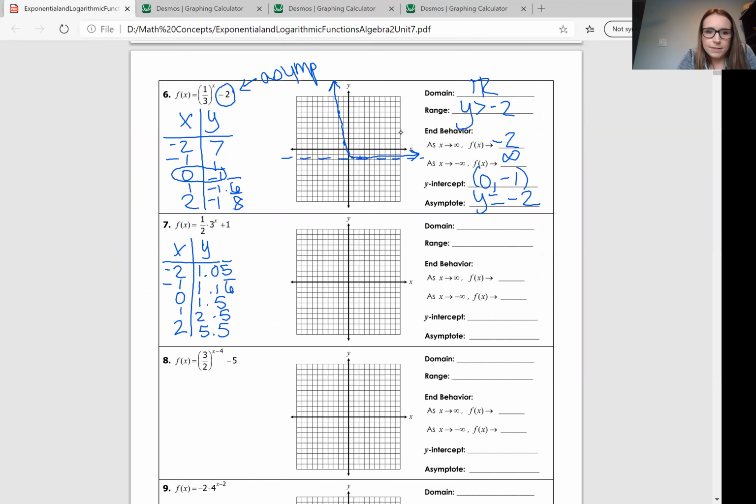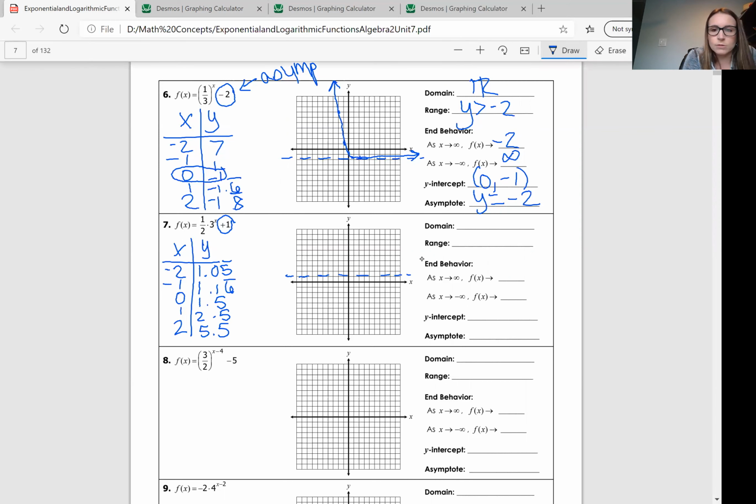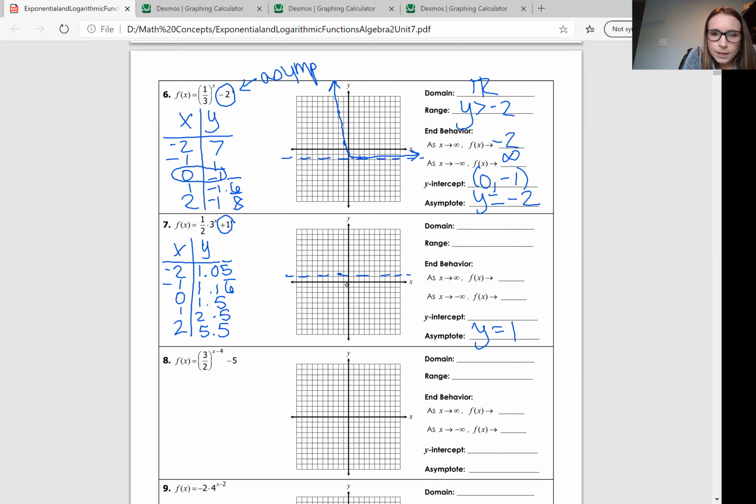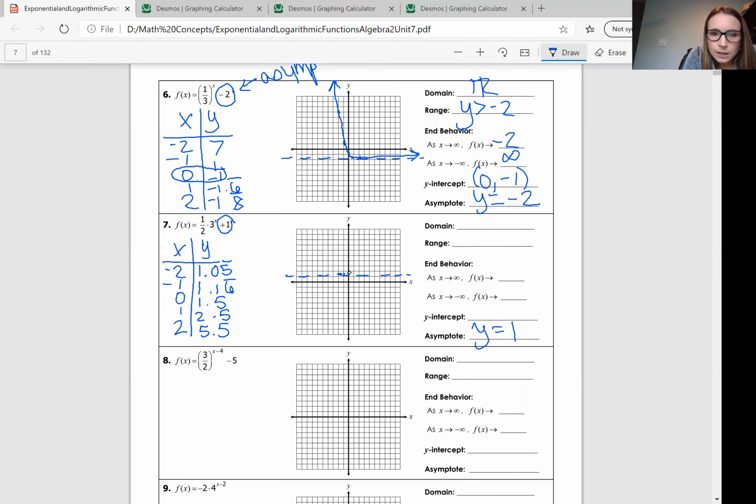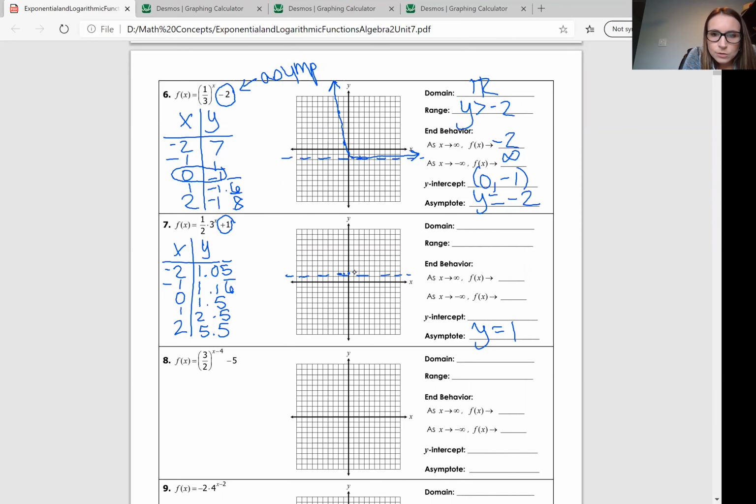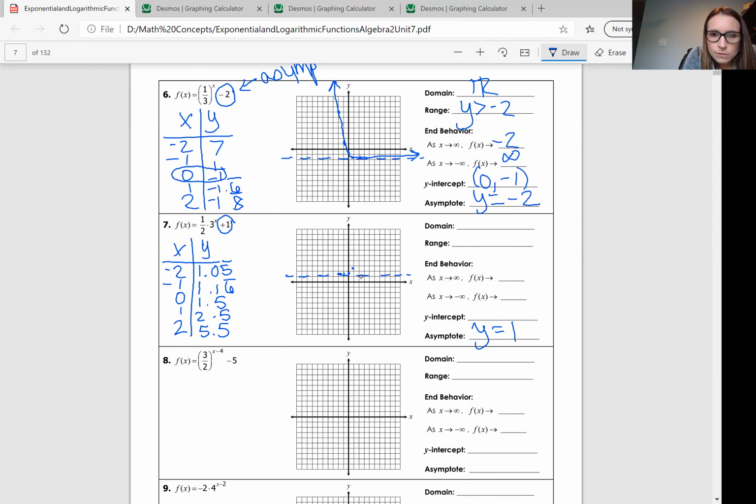So when we graph this, remember I said I do the asymptote first. So this is going to be your asymptote. It also tells you that you're going up 1, but it also tells you what your asymptote is. It's at +1, so y equals 1 there. So again, your asymptote you can already write in. So if you do this, -2, 1.05, -1, 1.16, 0, 1.5, 1, 2.5, and 2 is 5.5.